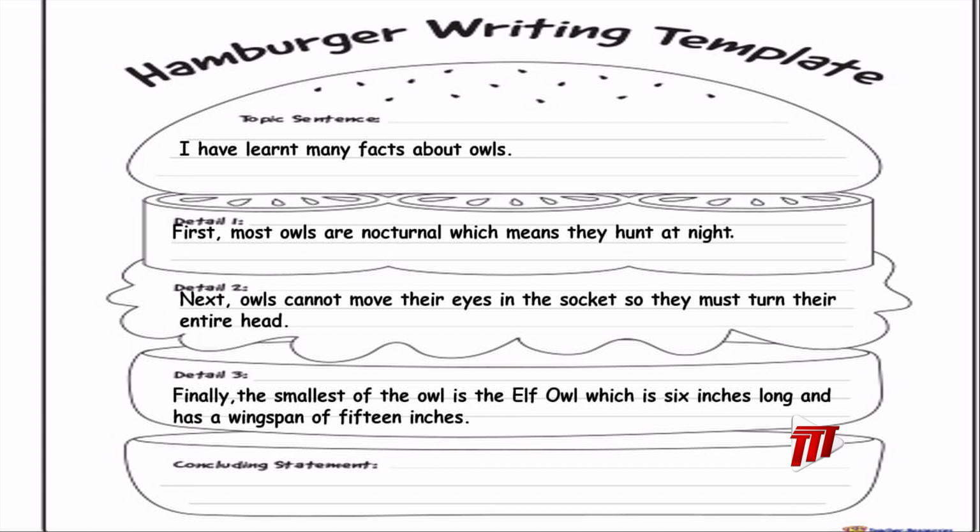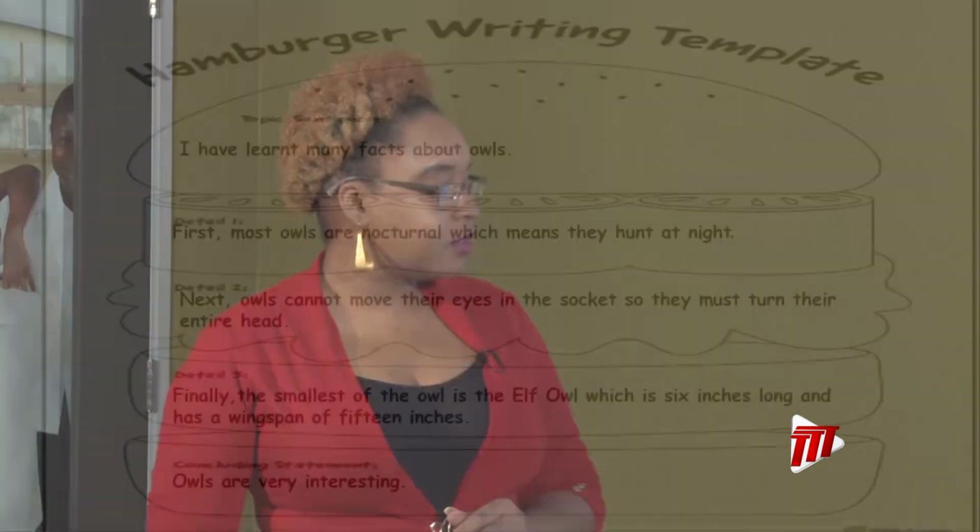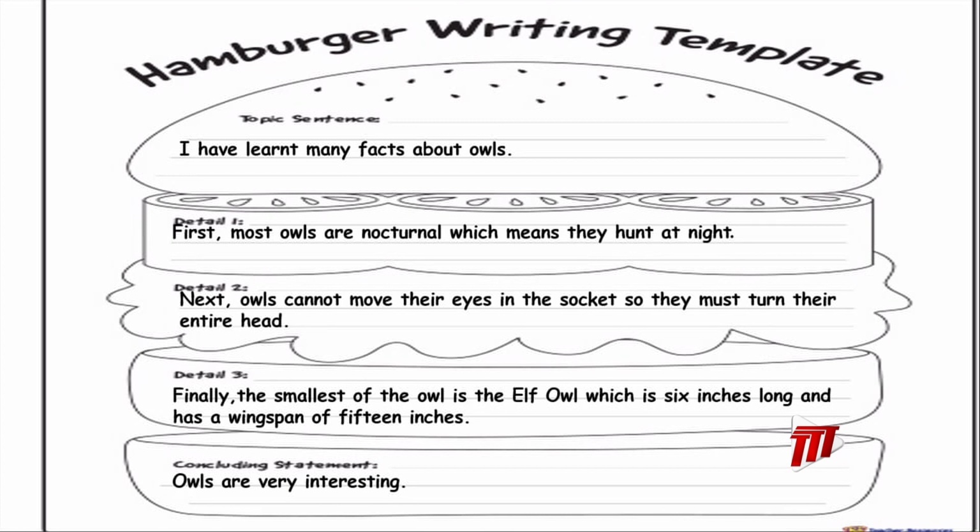And who can remember what the last part is? Yes, that is the bottom bun, which is the concluding sentence, which tells us what the paragraph is about. So a workable concluding statement is owls are very interesting, because these are some interesting facts about owls. So we did it in our graphic organizer. Now we have to look at it as how it is written in a paragraph.